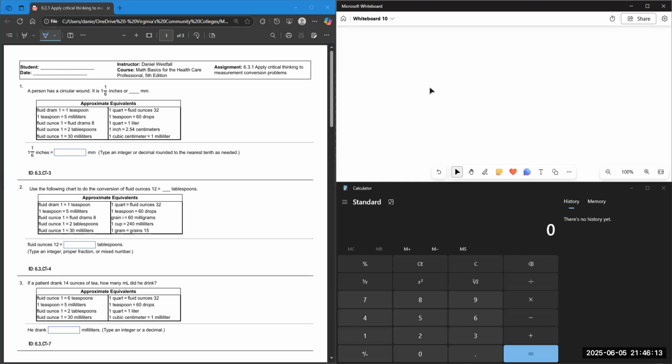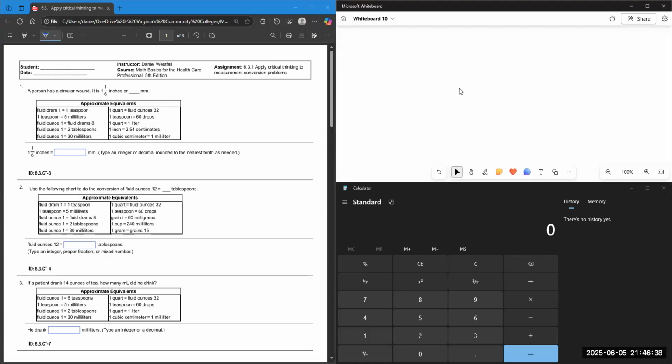In this video, we're going to talk about 6.3 Objective 1, where we apply critical thinking to measurement conversion problems. This will be our last video for Unit 6, and we'll just choose which is best for the problem, whether we want to use the ratio proportion technique or whether we want to use the dimensional analysis technique.